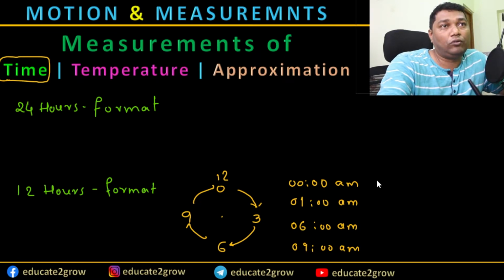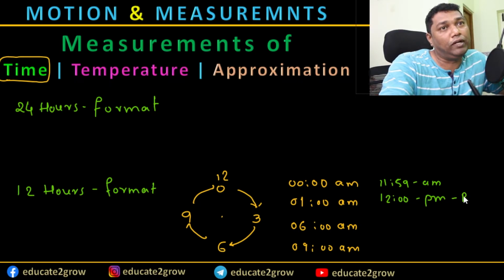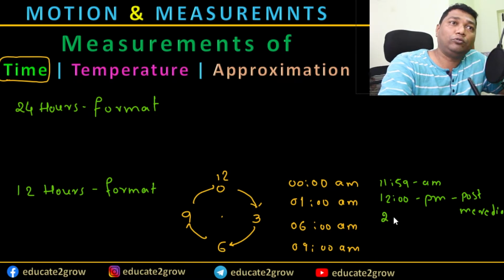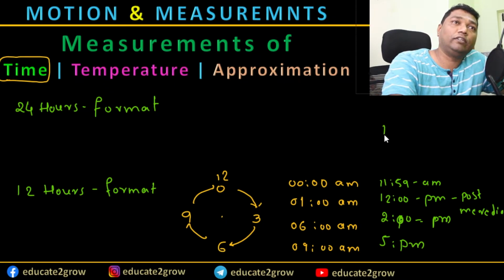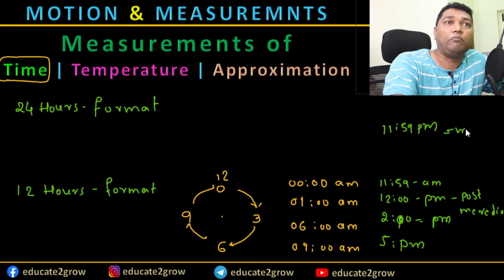So now 11:59 is AM, and afternoon 12 is PM. Here post meridian starts. Then 2 PM, and 5 PM, and so on, and then it continues till night. 11:59 PM means it is midnight.